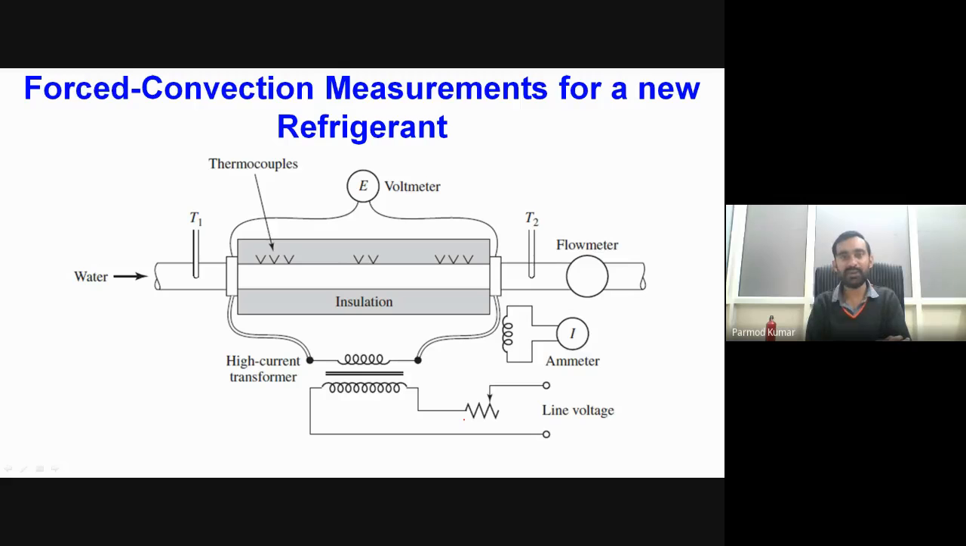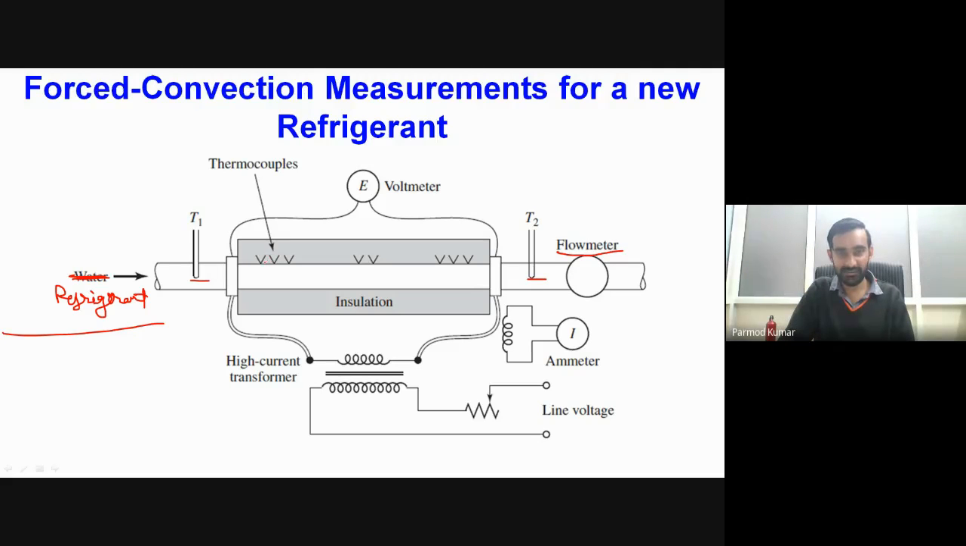Okay, so the same schematic I have included over here. This schematic is nothing but a tube, and through this tube we will have the flow of refrigerant. Then we will have some thermocouples attached to this tube, which will measure the temperature of the refrigerant at the inlet and at the outlet. In order to measure the flow rate of the refrigerant, we will employ a flow meter.